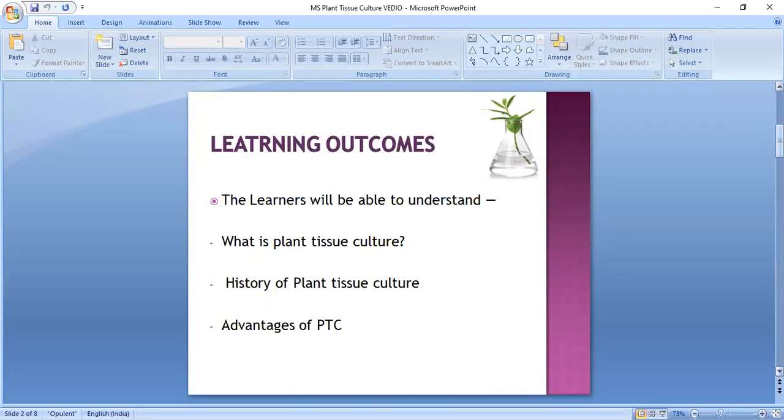The learning outcomes of plant tissue culture: the learner will be able to understand what plant tissue culture is, the history behind plant tissue culture, and the advantages of plant tissue culture.